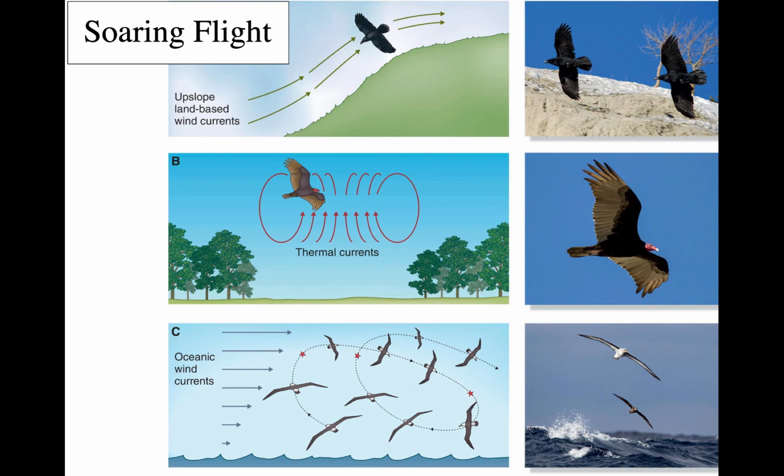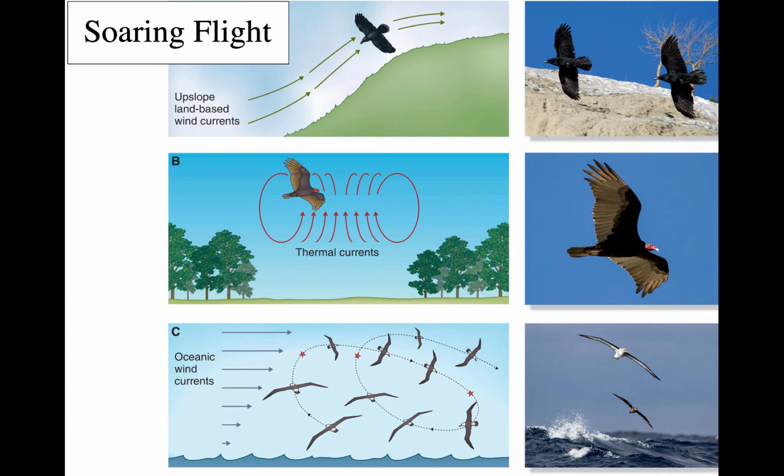The soaring you're probably more familiar with is associated with thermal currents. This is what turkey vultures and black vultures will do around here. They'll find areas where there's thermal upwelling, so temperature differences in the landscape will create these rising currents, and the birds can find these and just fly in a circle in them, gaining altitude. And then again, if they decide, oh, I want to go that direction, they can just glide, losing altitude until they find another thermal to gain altitude again.